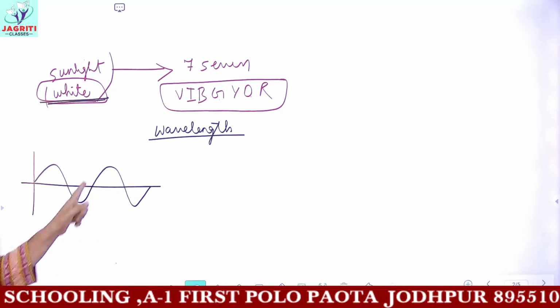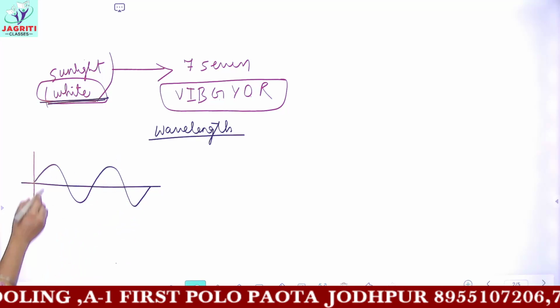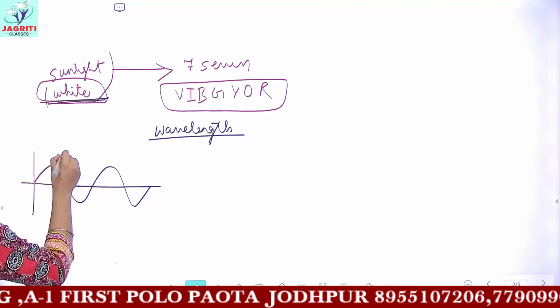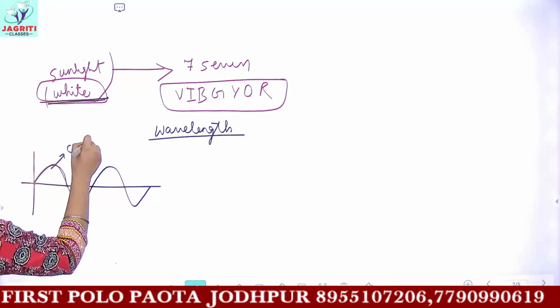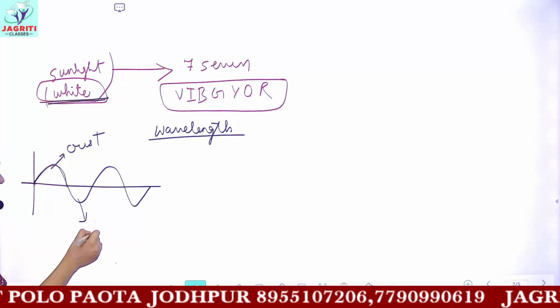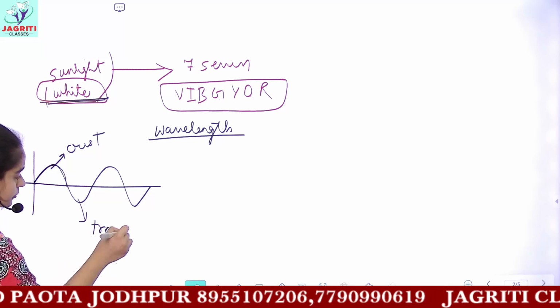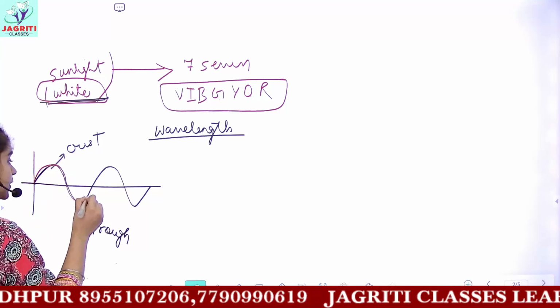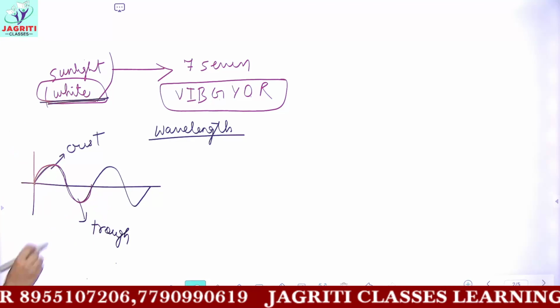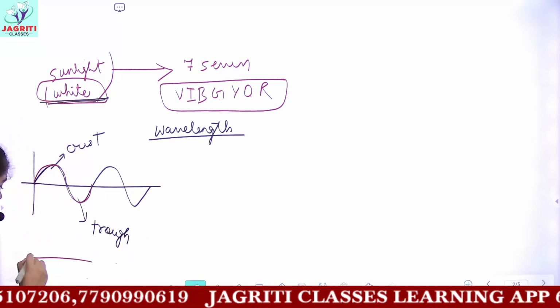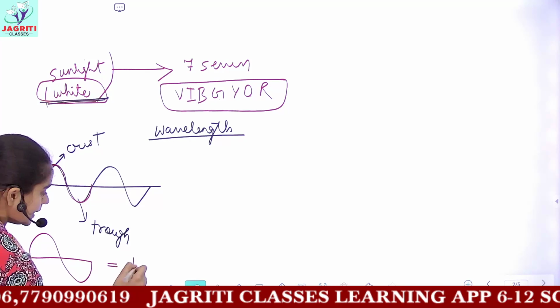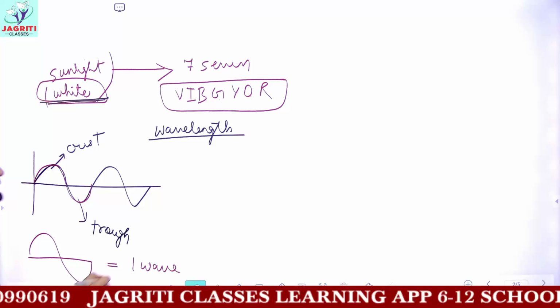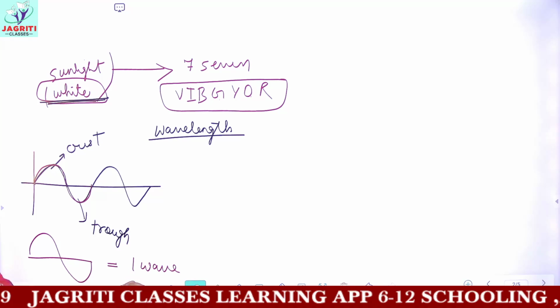And these are the parts of the wave. The upper part of a wave is known as the crest and the lower part is known as the trough. This part, one upper part and one lower part, constitutes one wave. So this is the diagram which we can make for denoting one wave.